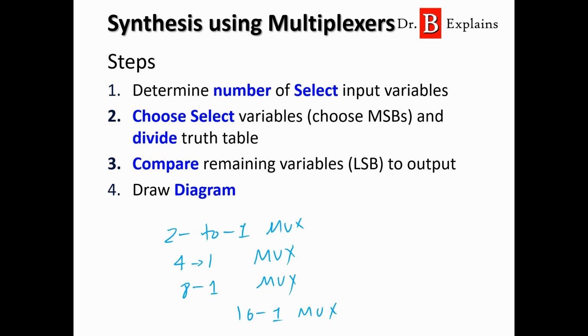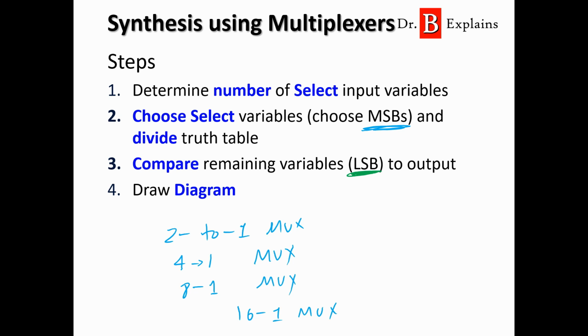We're going to choose the select variables. We're going to start with the truth table, and from that, we're going to choose the select variables. We usually choose the most significant bit variables, and then we're going to split the table. Then we're going to check the remaining variables, the least significant bit variables. We're going to compare those to the output of the truth table, and after that, we're going to draw a diagram for the whole circuit.